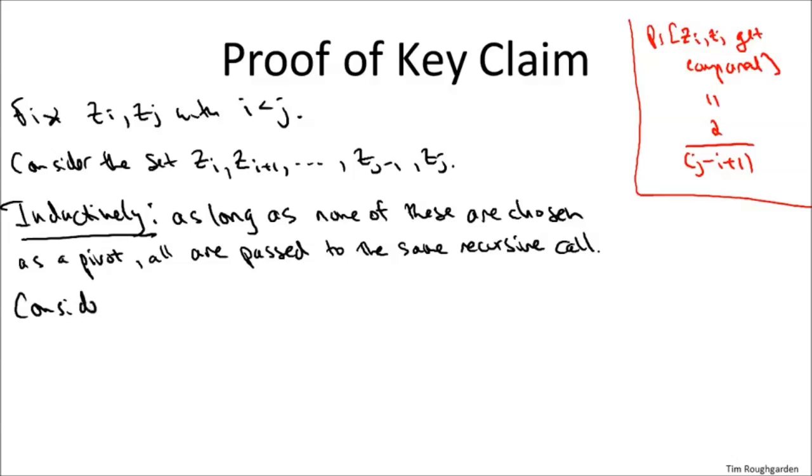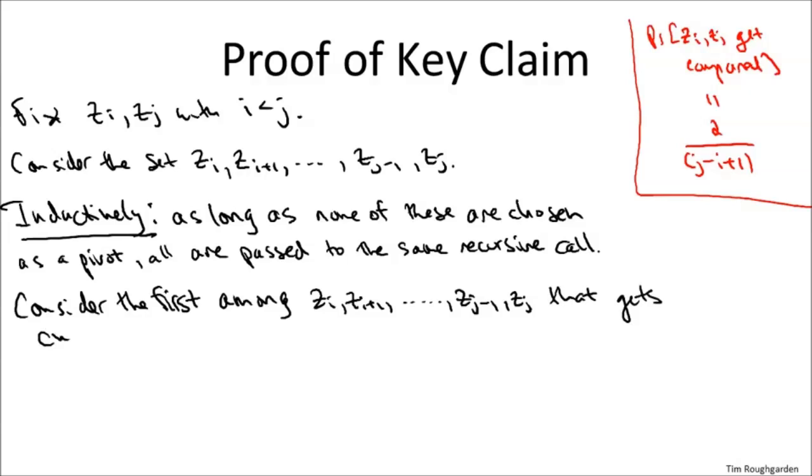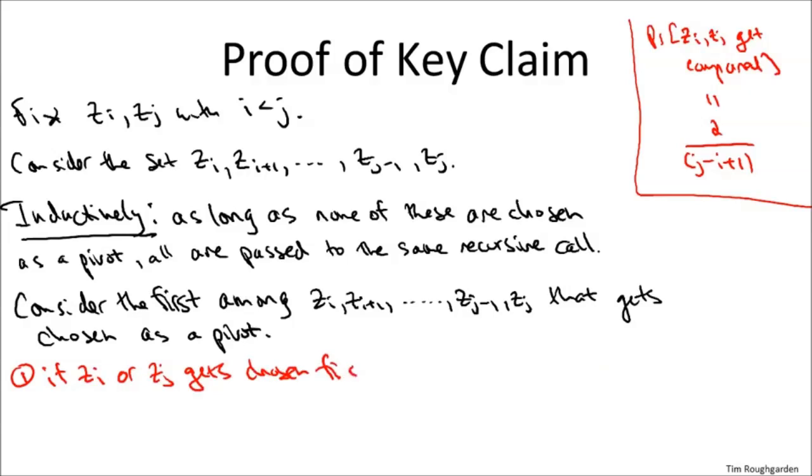There are two cases worth distinguishing between. In the first case, the pivot happens to be either z_i or z_j. Now remember what it is we're trying to analyze. We're trying to analyze the frequency, the probability with which z_i and z_j get compared. Well, if z_i and z_j are in the same recursive call, and one of them gets chosen as the pivot, then they're definitely going to get compared. Remember, when you partition an array around its pivot element, the pivot gets compared to everything else. So if z_i is chosen as a pivot, it certainly gets compared to z_j. If z_j gets chosen as a pivot, it gets compared to z_i. So either way, if one of these two is chosen, they're definitely compared.